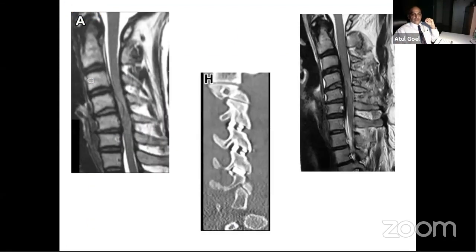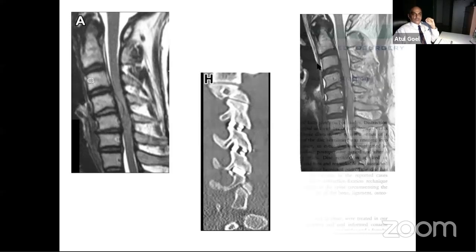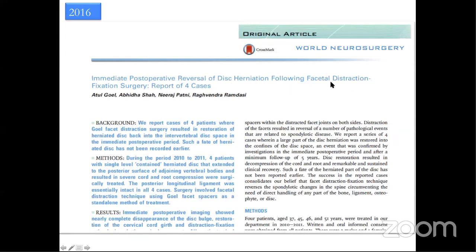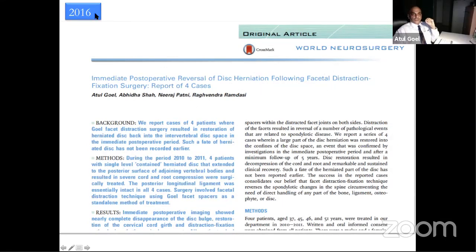Unfortunately, I could not get all the images. You see, there is a disc herniation. The whole world will come and remove this disc from here. I introduced this interfacetal spacer, and immediate post-operative, there was a regression of the herniated disc. So this was published: immediate post-operative reversal of disc herniation following facetal distraction surgery. I introduced this in the year 2016, my report of 4 cases.